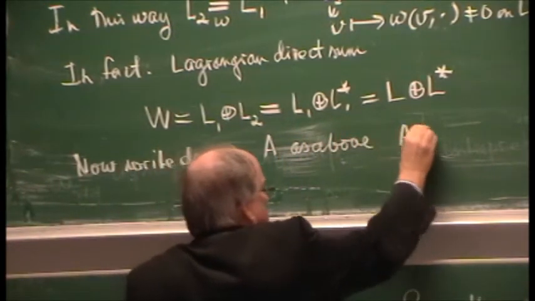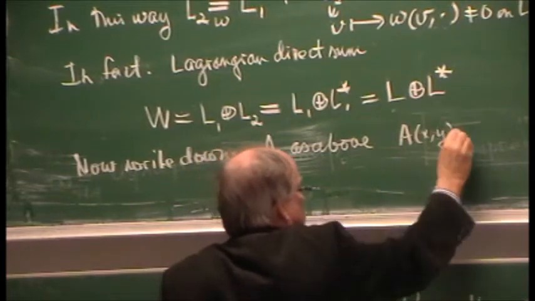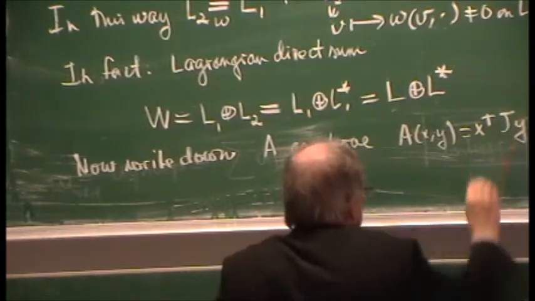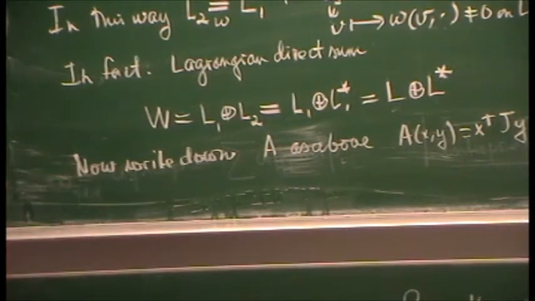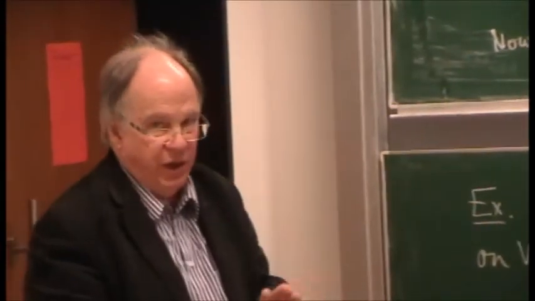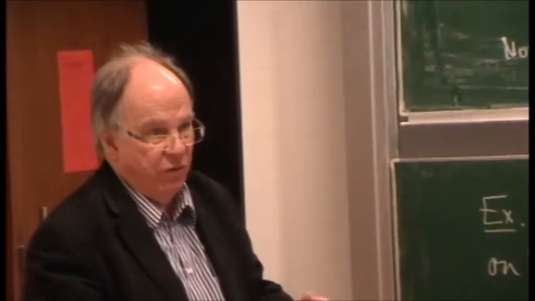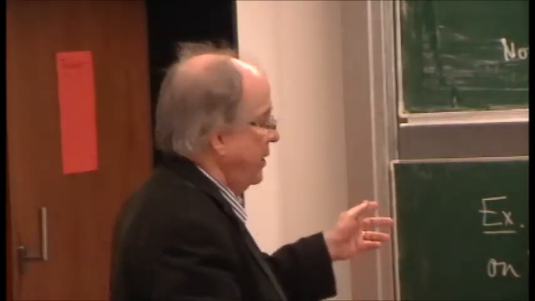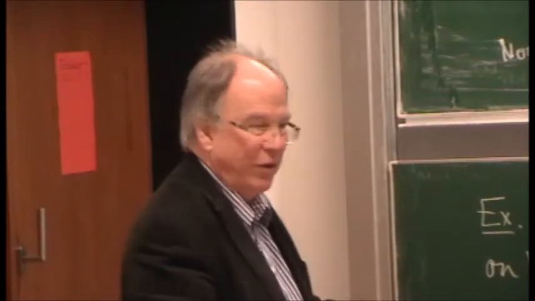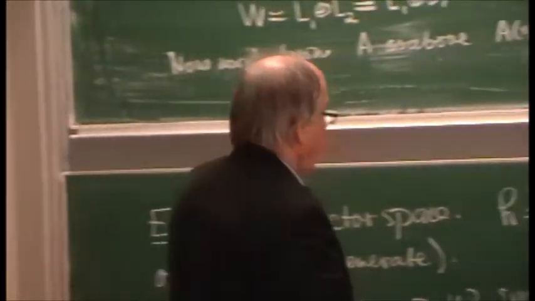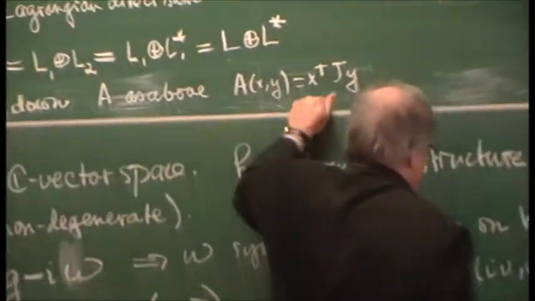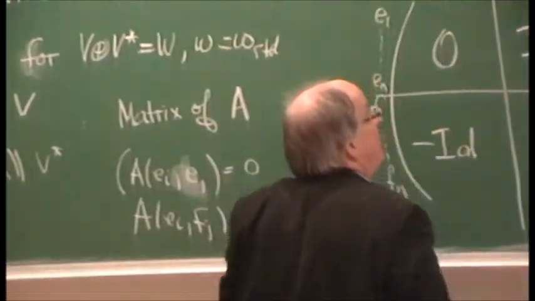And the A of x, y, if you take bases of this and the dual basis, it's just x transpose J. So the key thing here in the subject is Lagrangian decompositions. And from the point of view of quantum mechanics, Lagrangian subspaces are very important. In fact, I think if you look at Dirac's first paper, he really has the word Lagrangian all over the place, doing, in some sense, symplectic geometry.